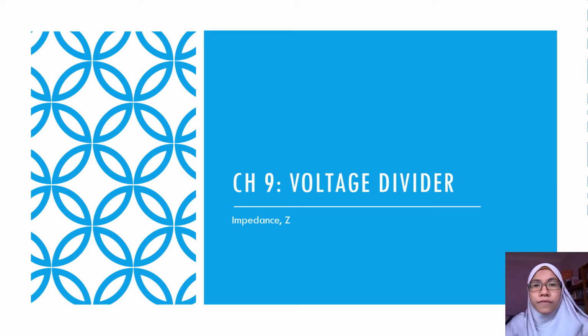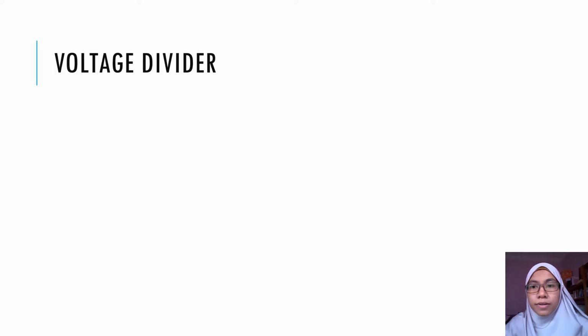The voltage divider in this chapter is basically almost the same as in chapter 2 of your basic analysis. In this chapter, we get involved with inductor, resistor and capacitor. So we need impedance, because in chapter 2 we were only involved with the resistor part. Let's move to the next slide.